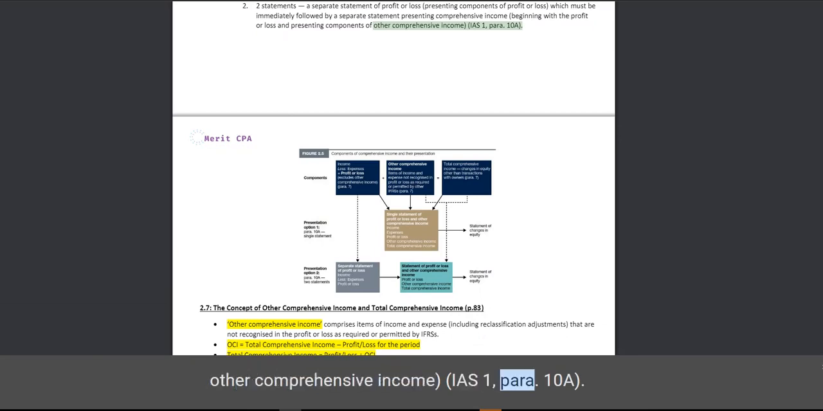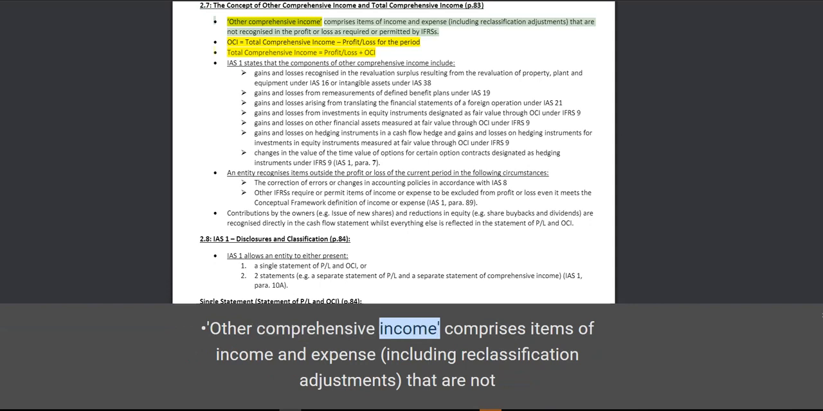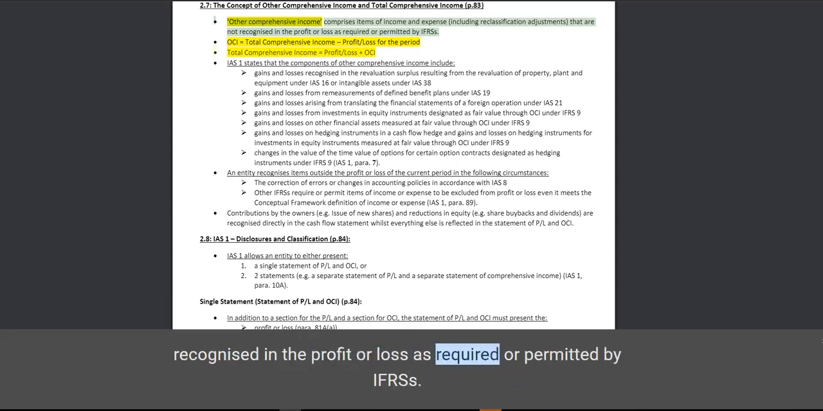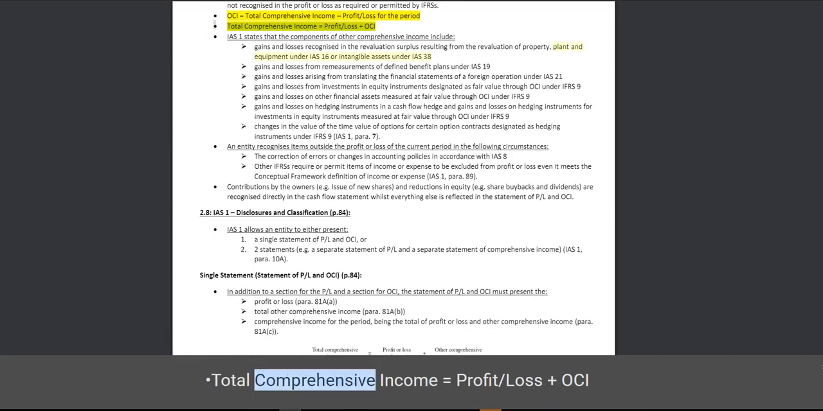IAS 1, para. 10A. 2.7. The concept of other comprehensive income and total comprehensive income. P.83. Other comprehensive income comprises items of income and expense, including reclassification adjustments that are not recognized in the profit or loss as required or permitted by IFRS. OCI equals total comprehensive income less profit or loss for the period. Total comprehensive income equals profit or loss plus OCI.